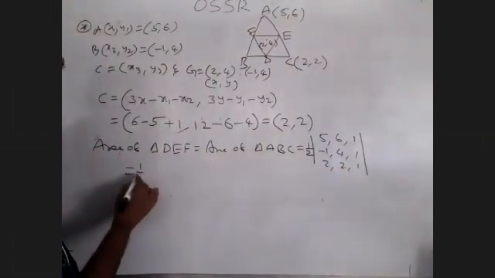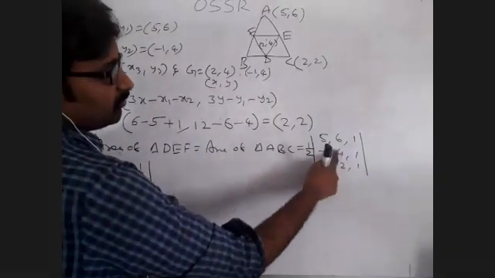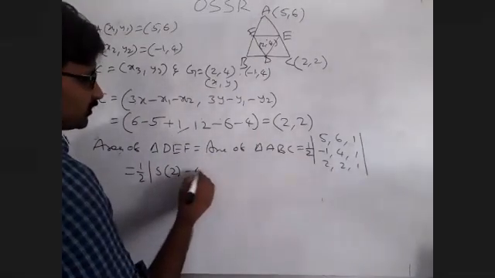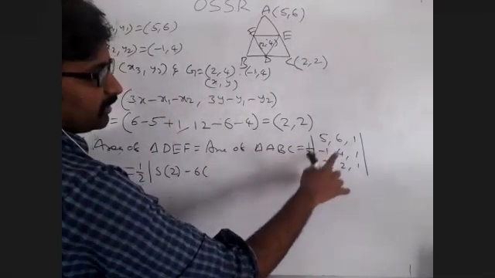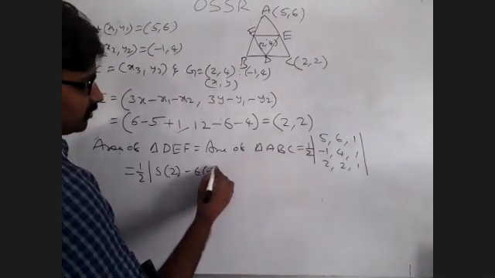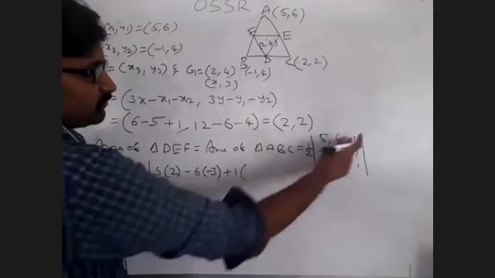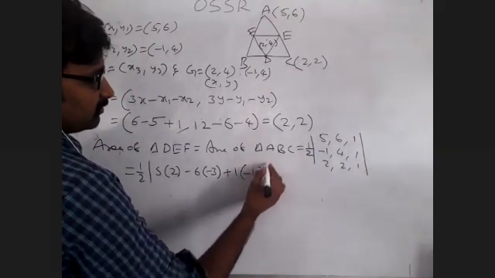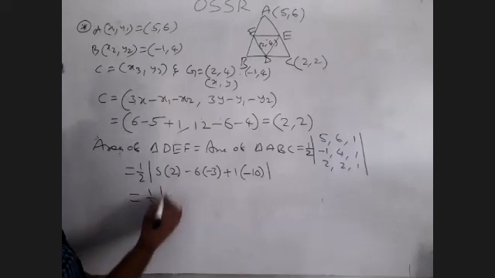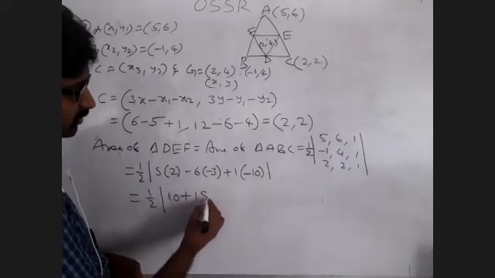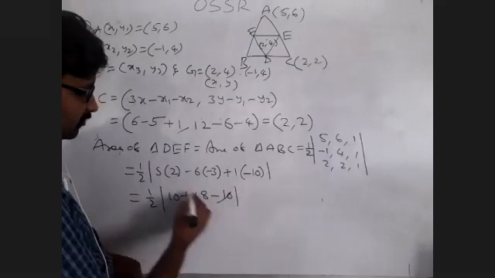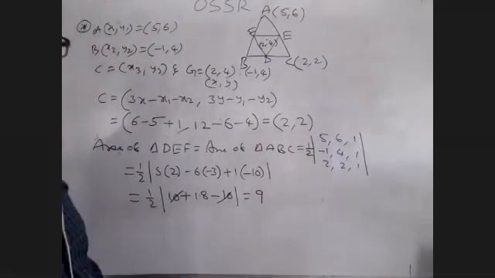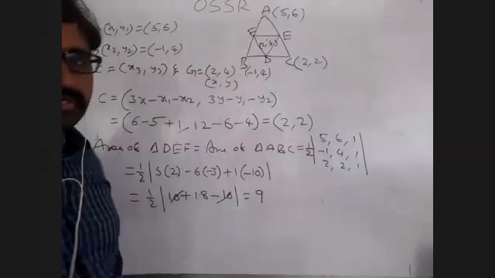That is equal to one half mod of 5 into (4 minus 2), 5 into 2, which is 10. Next, minus 6 into (minus 1 minus 2), which is minus 3, giving plus 18. Next, plus 1 into (minus 2 minus 8), which is minus 10. The 10s cancel, remaining 18 by 2, which is 9 units, the area of the triangle formed by the midpoints DEF.